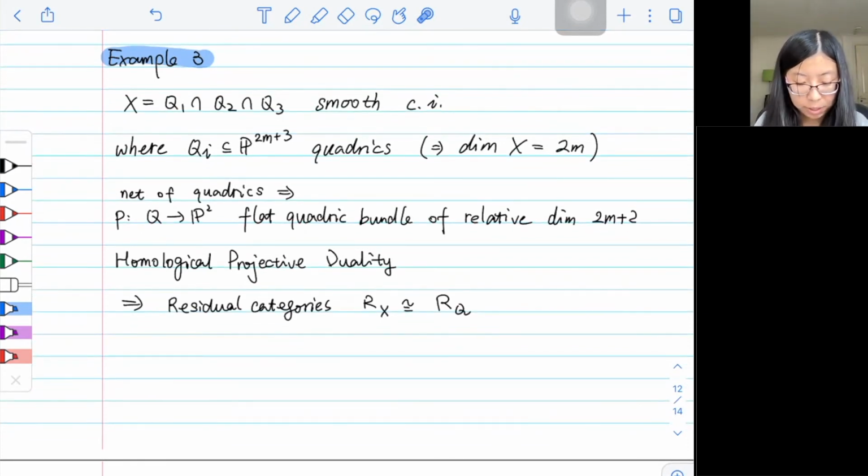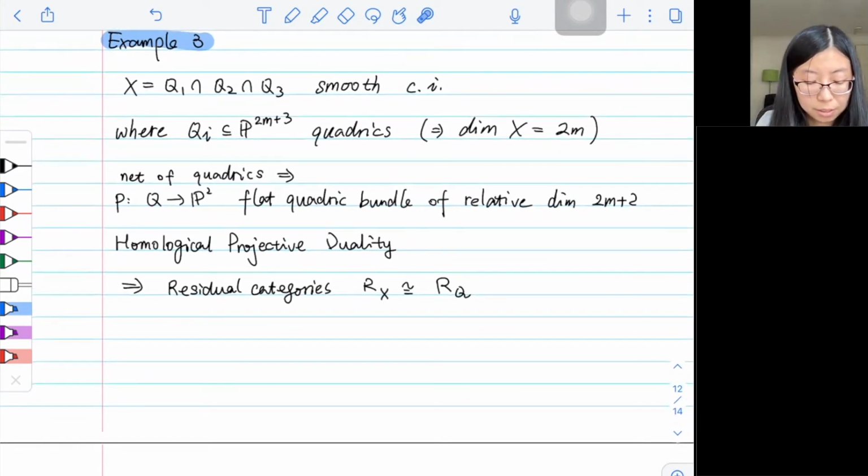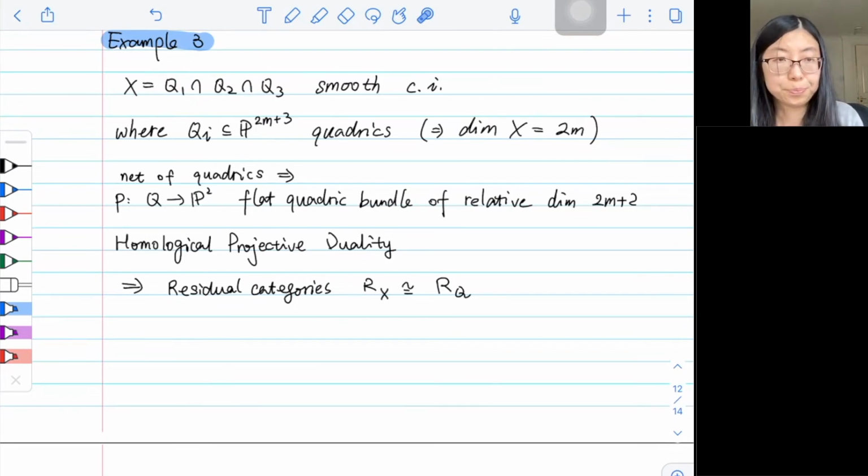So now we can study this quadratic bundle. The thing is that the homological projective duality created by Kuznetsov tells you that the residual categories for X and for Q are equivalent. So you can change the study of the residual category for this Fano complete intersection to the residual category of this quadratic bundle.